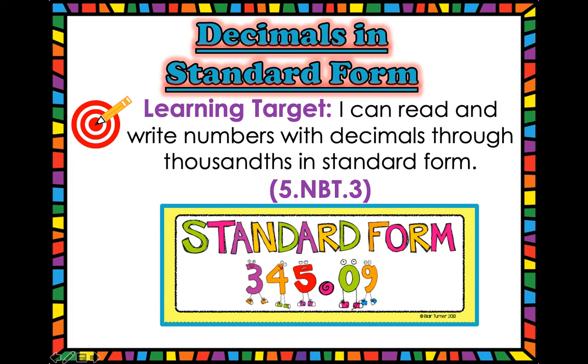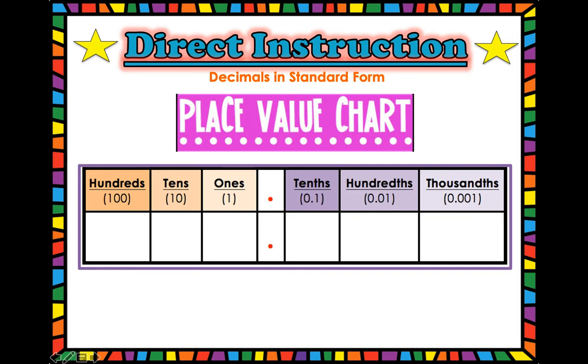And we are starting with decimals because you guys just finished decimals for the fourth grade. So today we're going to be looking at reading and writing numbers with decimals through the thousandths place in standard form. Okay, so we're just adding one more place value. So here is our place value chart. We've got our whole numbers on the left, and then our decimals on the right. And you see we have tenths, hundredths, and thousandths. Remember, for decimals, we don't start with ones. There are no ones. It's tenths, hundredths, and thousandths.